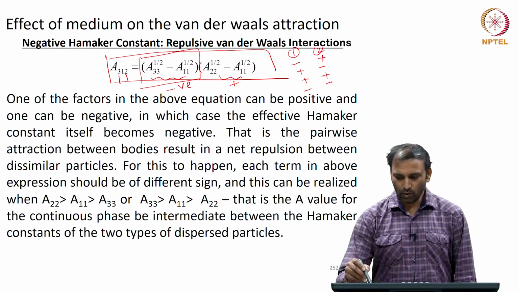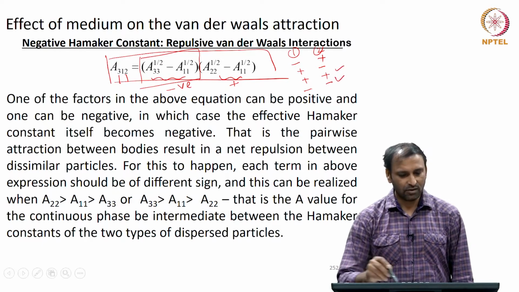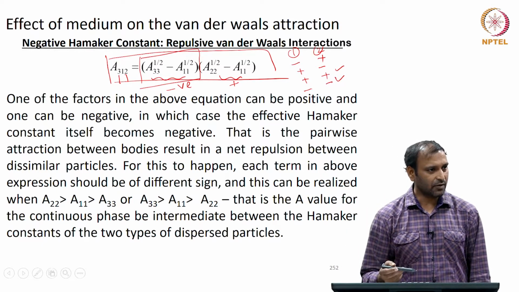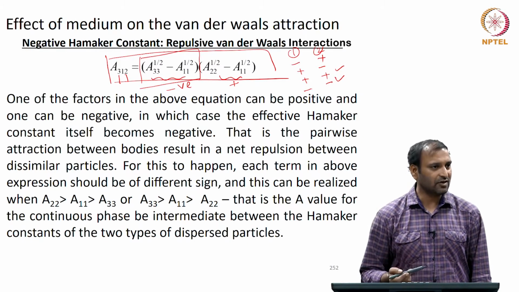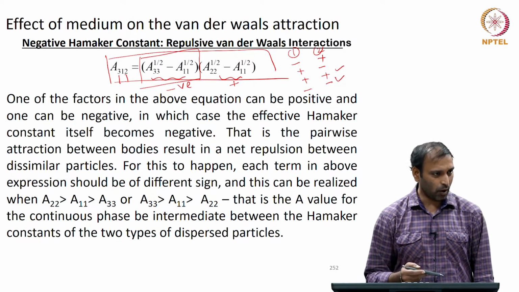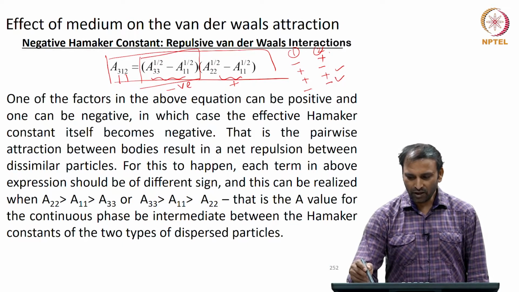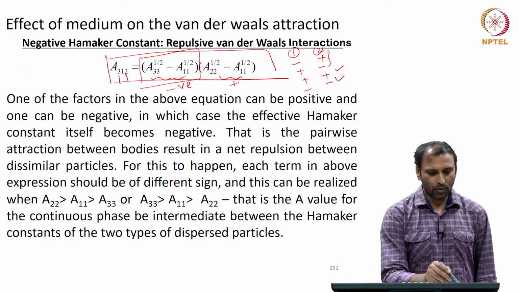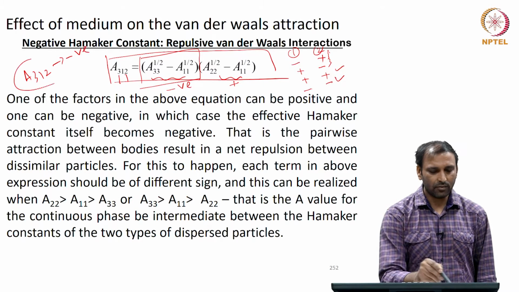Now, if you have this and this case, the overall Hamaker constant is going to be positive, in which case you can have an attractive interaction between the two particles 3 and 2 interacting via medium 1. However, if you have case 1 and 2, A312 will become negative.